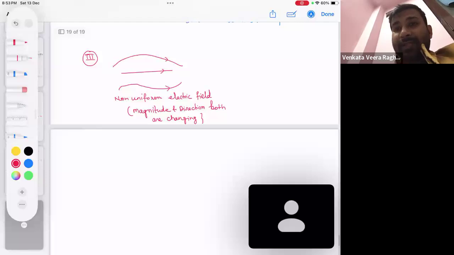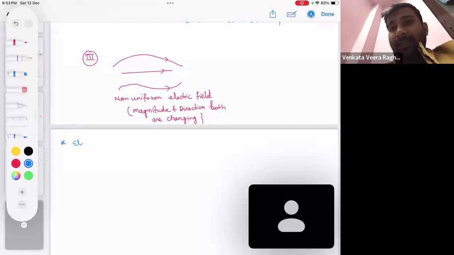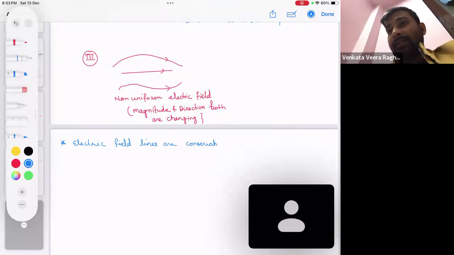The next property of the electric field lines is that electric field lines are conservative in nature. Or better to say that the electric field is a conservative field. So electric field lines are conservative in nature.